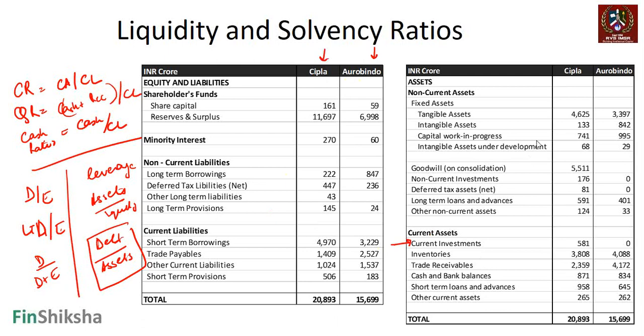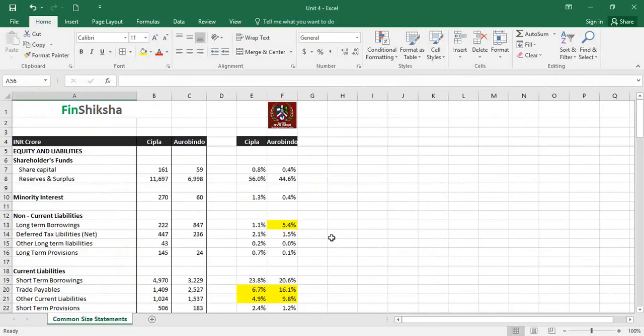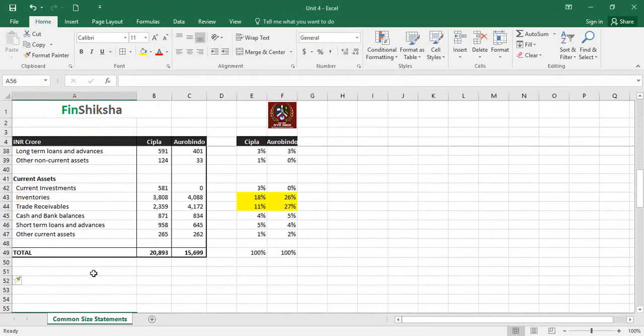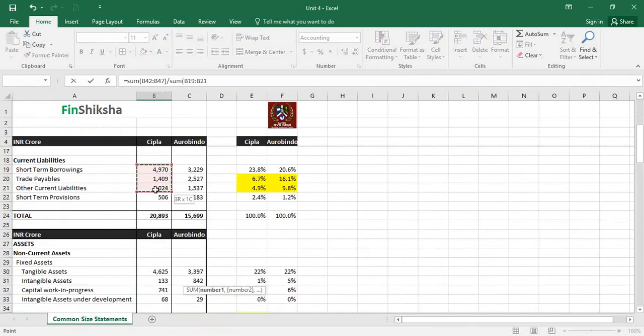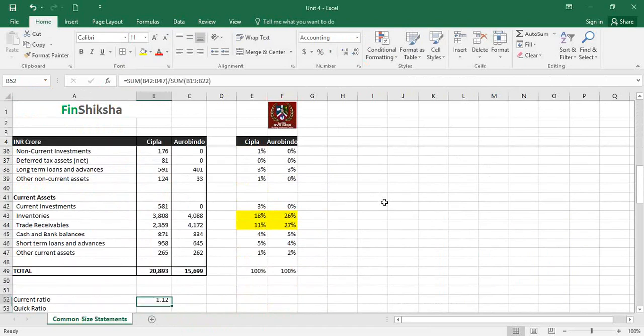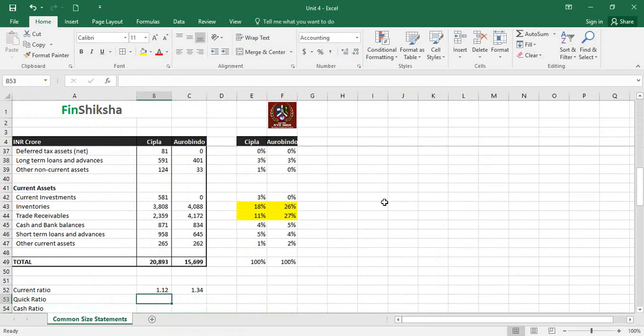Let's go back to our Excel file and it'll be easier for us to calculate it there. So here we go. We can calculate the ratios here. Let's write down current ratio, quick ratio, and cash ratio for both the firms. Let's calculate that first. So current ratio is the sum of all current assets divided by the sum of all current liabilities, correct? That's my current ratio, and we find that that's higher for Aurobindo.